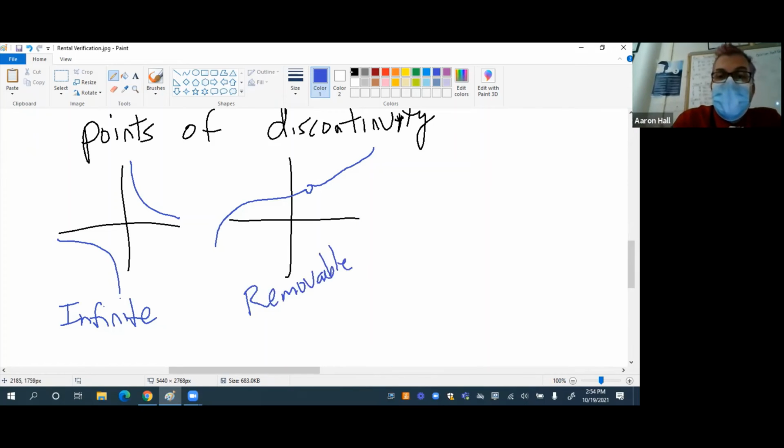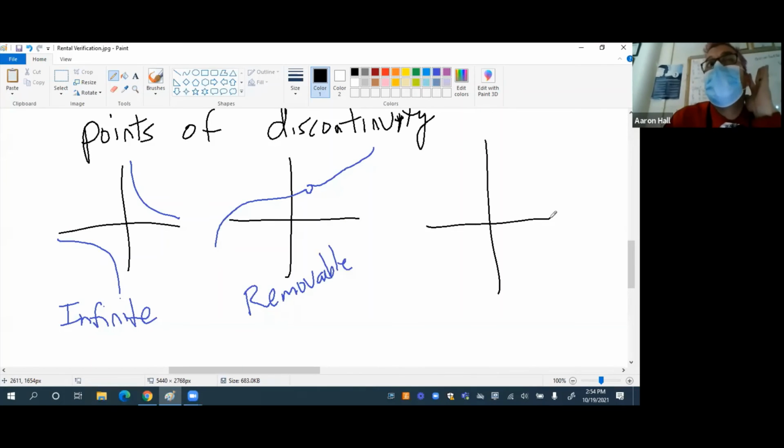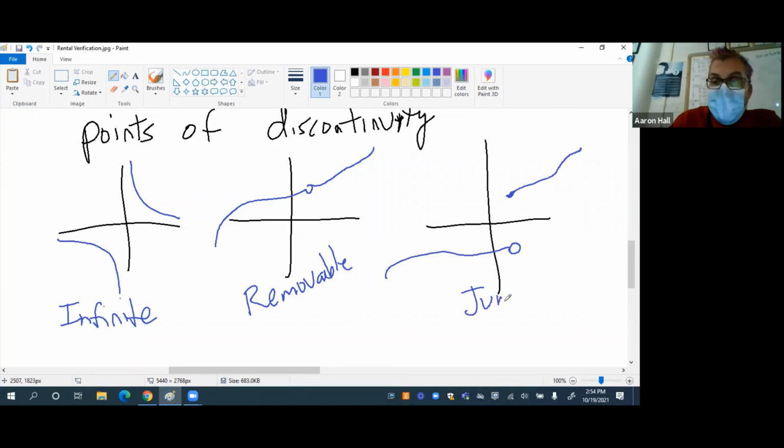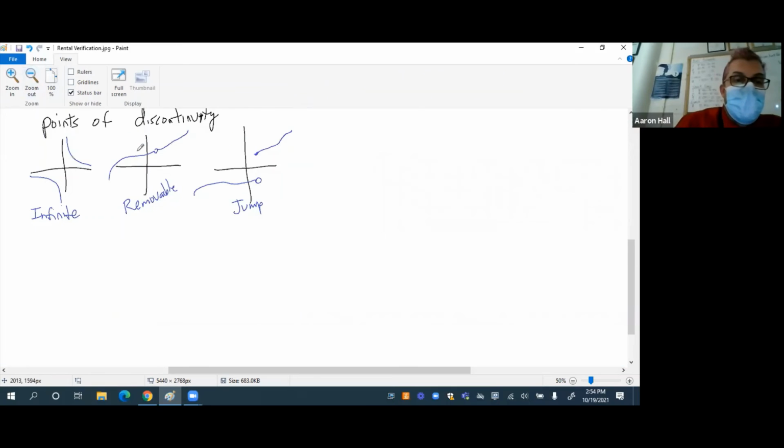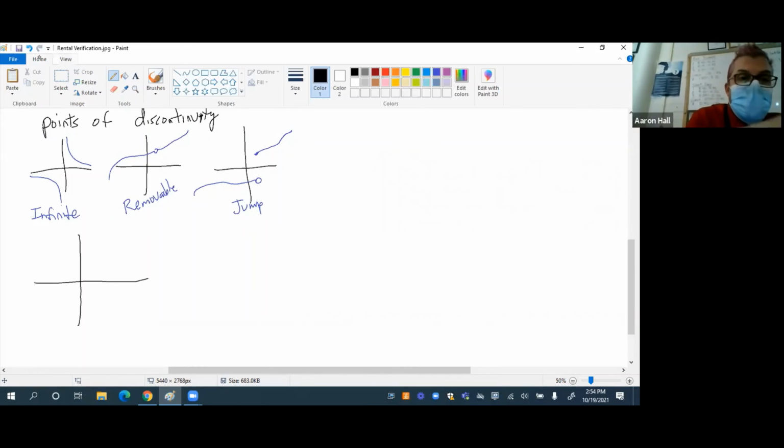What's another one? Yeah, jump. Sorry, you have a deaf teacher. So you have a graph going around over here. It stops and then continues over here. This would be a jump discontinuity. There's a fourth one. We also have an oscillating discontinuity. This is some type of periodic function, and the graph just starts oscillating like crazy, and we have no idea what's going on in there.